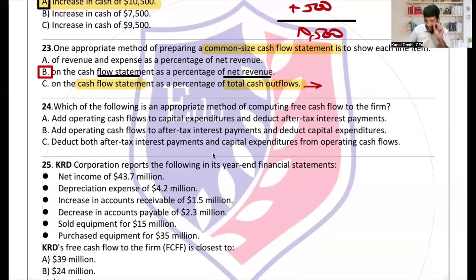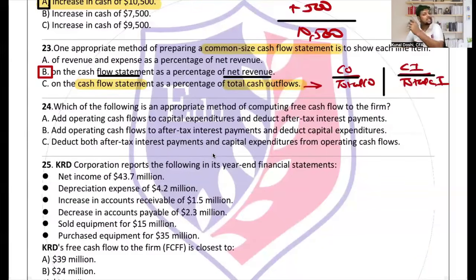There is some error here: each cash outflow is divided by total cash outflow, and each cash inflow by total cash inflow. It's not that any cash flow is divided by any cash flow. Cash outflow is divided by total cash outflow, cash inflow by total cash inflow. That's why C is wrong, because it says cash flows as a percentage of total cash outflow. Only outflow divided by outflow. That's why C is wrong.